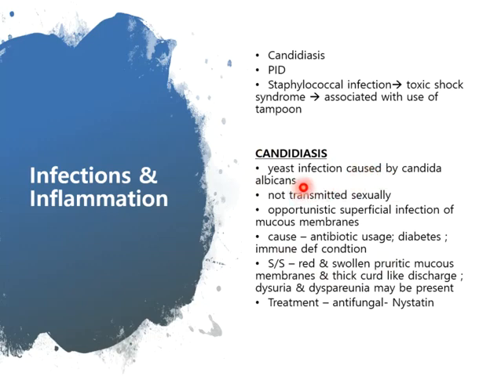Okay, we are discussing candidiasis here. It's a yeast infection which is caused by Candida albicans. It is not transmitted sexually. It is an opportunistic superficial infection of the mucous membrane. The cause can be anything that has led to immunity suppression, either because of antibiotic usage, diabetes, or any immune deficient condition. Signs and symptoms are red and swollen mucous membrane and thick curd-like discharge. There can also be dysuria and dyspareunia, problems in urination and during sexual activity. Treatment is antifungal, which is nystatin.